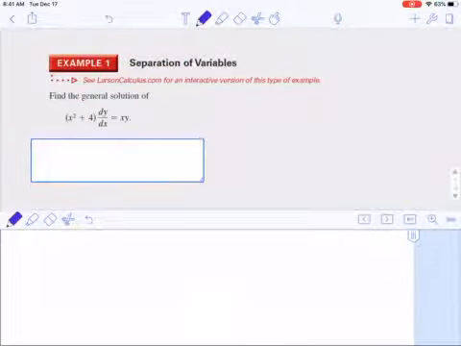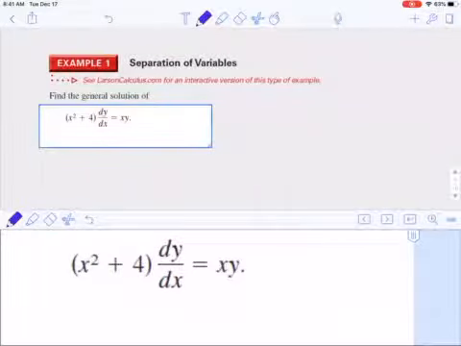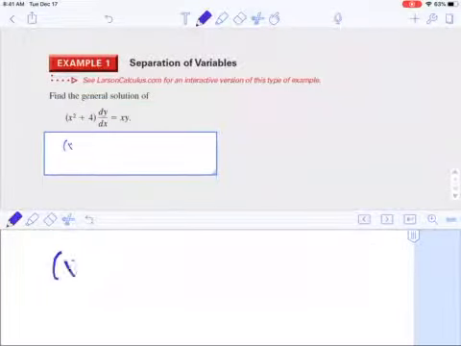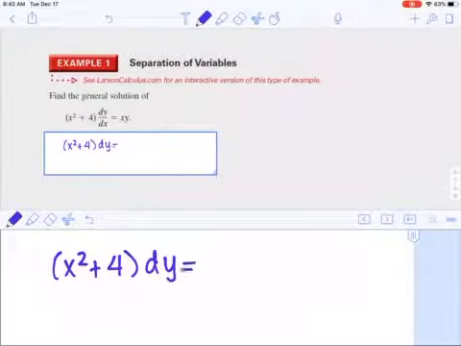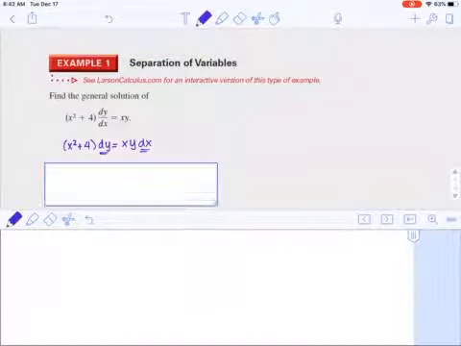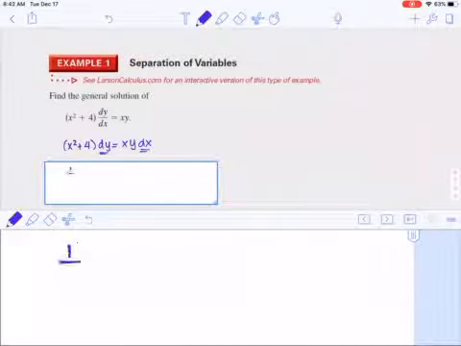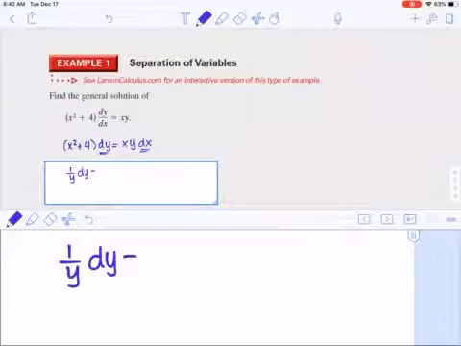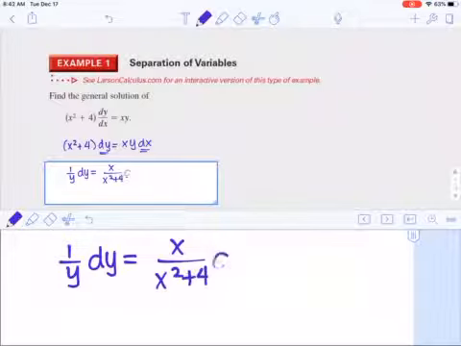Okay, all right, so our first job when I see this is to go through the separation. You can do this in as many steps as you need to, as long as you are doing mathematically legal things. All right, so I know all the y stuff has to go here, all the x stuff is going to have to be on this side, and so it looks like I'm going to have 1 over y dy equals x over x squared plus 4 dx, and that should take care of it.